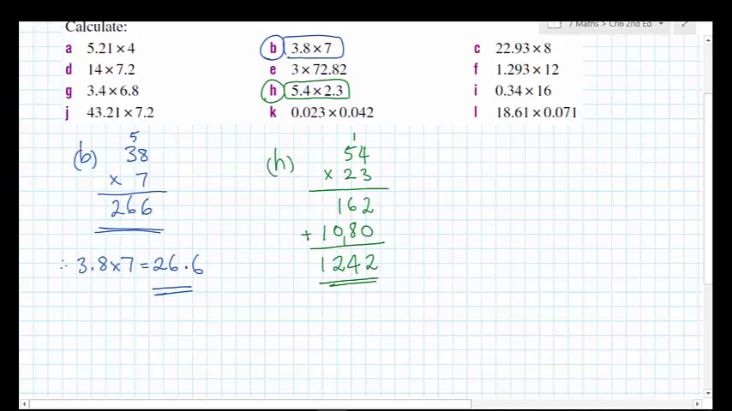So let's have a look then. In terms of my decimal places, when I figure out my number of decimal places, I have one decimal place there and another decimal place there. So I have 2 decimal places, so this number here will be written to 2 decimal places. So I can write that 5.4 times 2.3 is equal to 12.42. All I've done is rewrite that with 2 decimal places. And so that there is my answer.